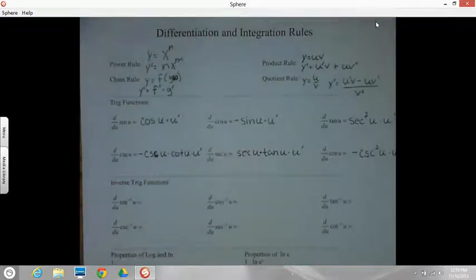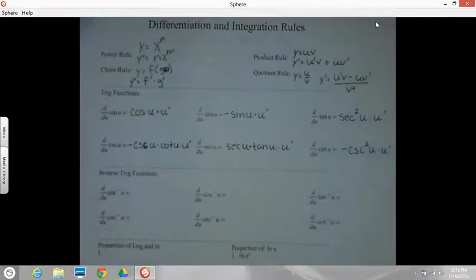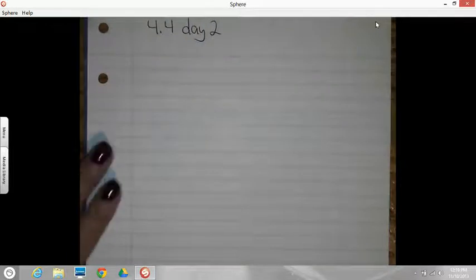Okay, here we are with 4-4, day 2, working on those trig functions. Because we have all of the rules, we're just going right into examples today. If you need your blue sheet handy, have that handy to refer back to as I go through them. I'm not going to keep putting this up here. I'm just going to have it to the side of me. So it's just examples, nothing new today.